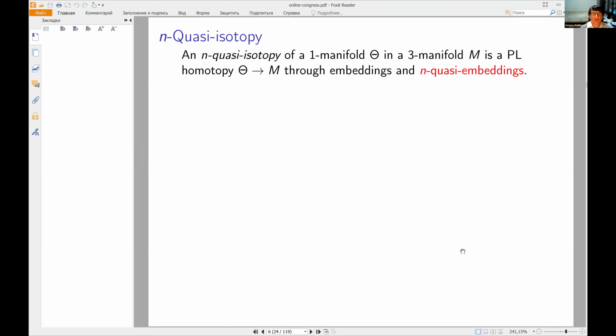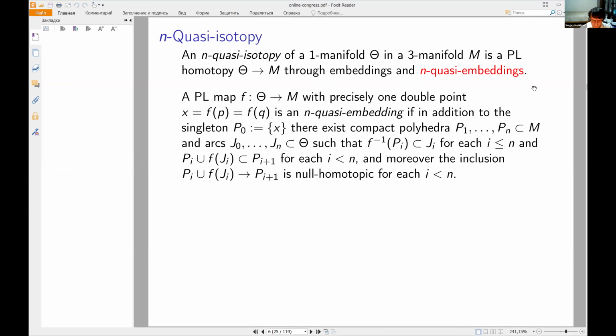Now, I also have to say what is n quasi-isotopy. So it's a geometric equivalence relation on links or on string links, and in general, we can consider proper embeddings of one manifold in a three-manifold. And two such embeddings are called n quasi-isotopic if they are connected by a PL homotopy through embeddings and n quasi-embeddings, which I have to define.